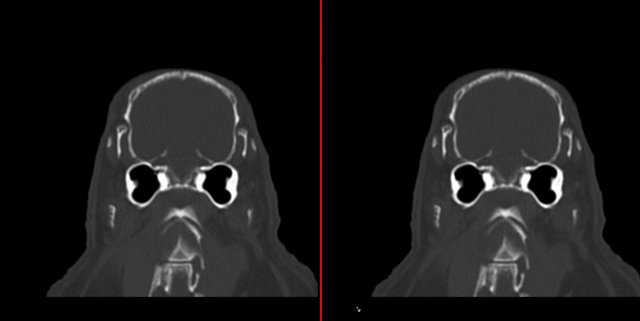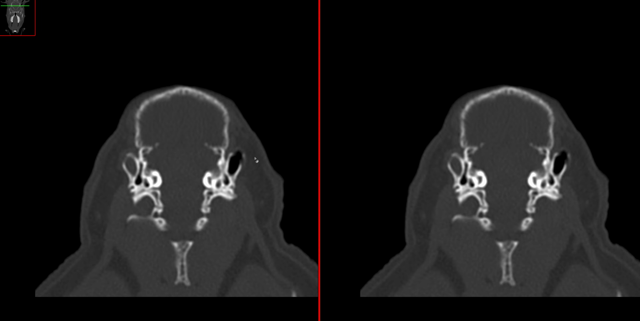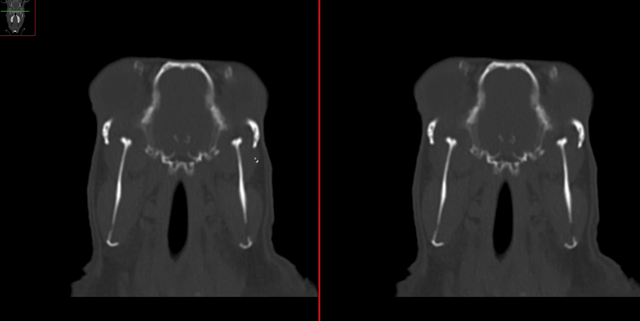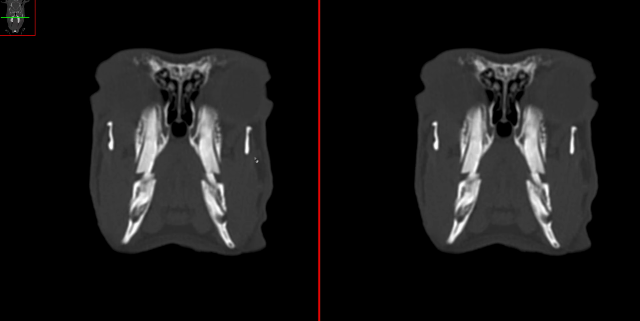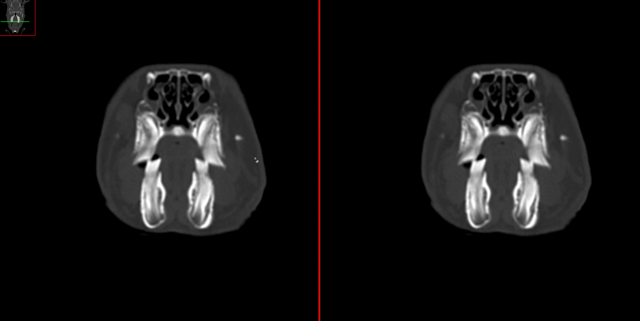Today's example is a 5-year-old dwarf rabbit with inappetence. On physical exam, there is a swelling on the ventral mandibular area. So when we are presented with a CT of the head of a rabbit and the main symptom is inappetence, most likely we have a dental disease.